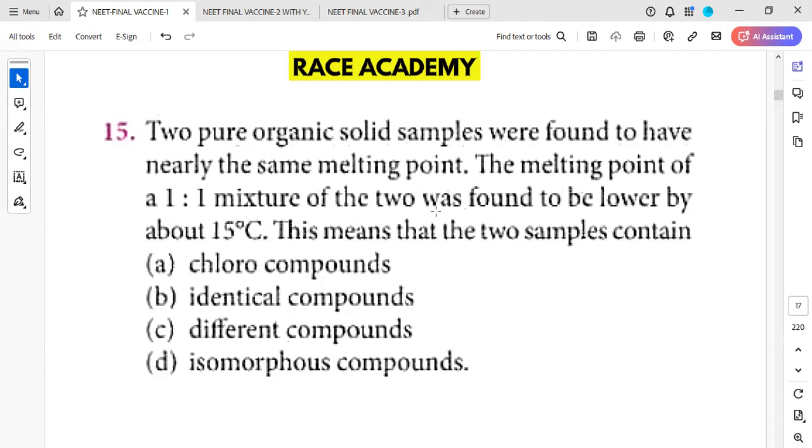What is the meaning of this? It's nothing but that the compounds are different. Definitely that type of difference is going to come in the melting point. The melting point of a mixture is depressed if the two solid organic compounds are different. So different compounds is the answer for this question.